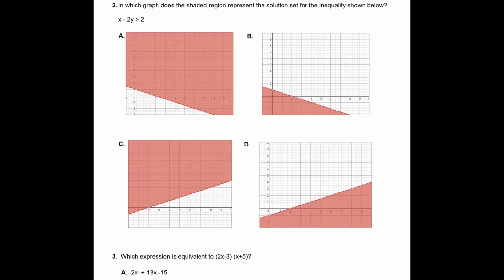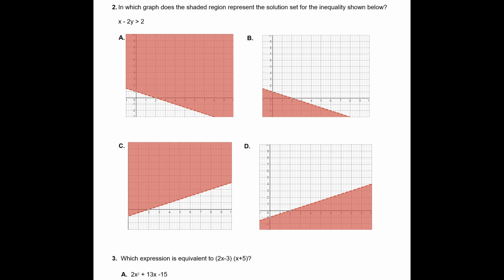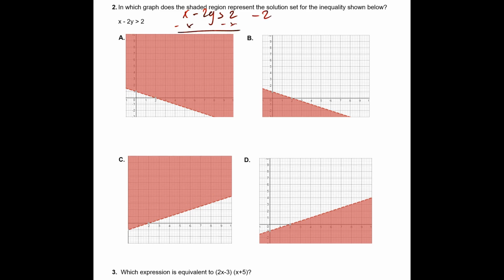All right, in which graph does the shaded region represent the solution set of the inequality shown below? So we actually need to solve this in slope-intercept form. We really don't have to. We could use standard form, but y'all don't know anything about no standard form, so why deal with it? So we have x minus 2y is greater than 2. So what do we need to do? We need to subtract x from both sides, and we get -2y is greater than -x plus 2. Divide both sides by -2, and we get y is less than 1/2 x minus 1.